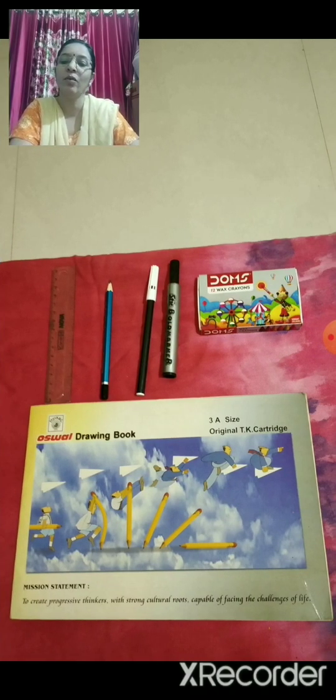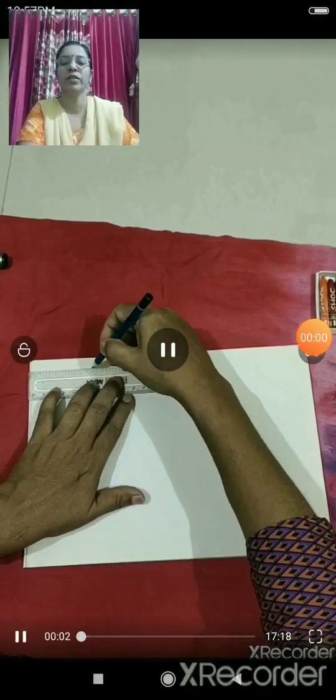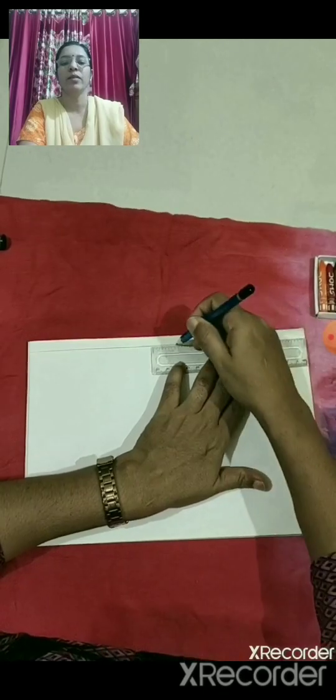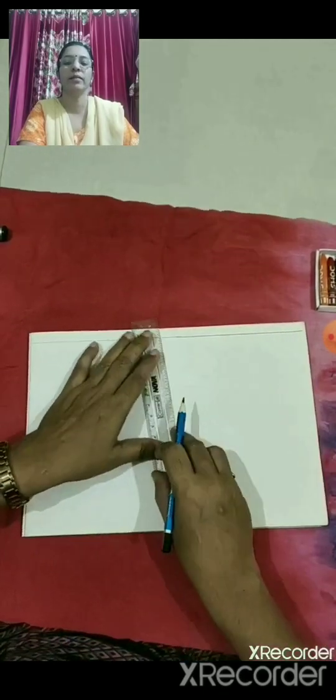First, we are going to see what are the materials needed. A ruler, a pencil, black color sketch pen or black color pointed marker pen, colors and a drawing book. If you don't have the drawing plain book, then you can take any plain white paper and you can draw. Yes, children. First, you have to draw the border lines from all the four sides.